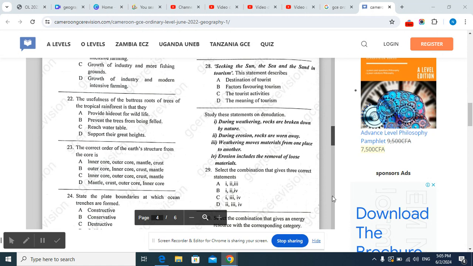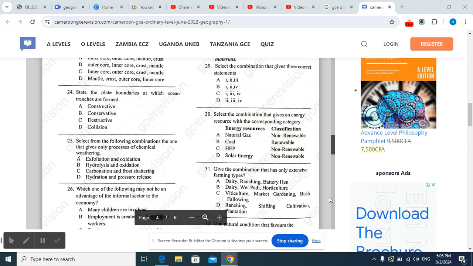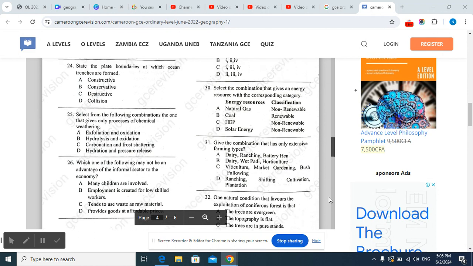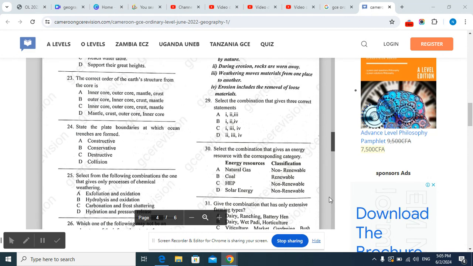Number 30. Select the combination that gives an energy resource with the corresponding category. The answer is A.